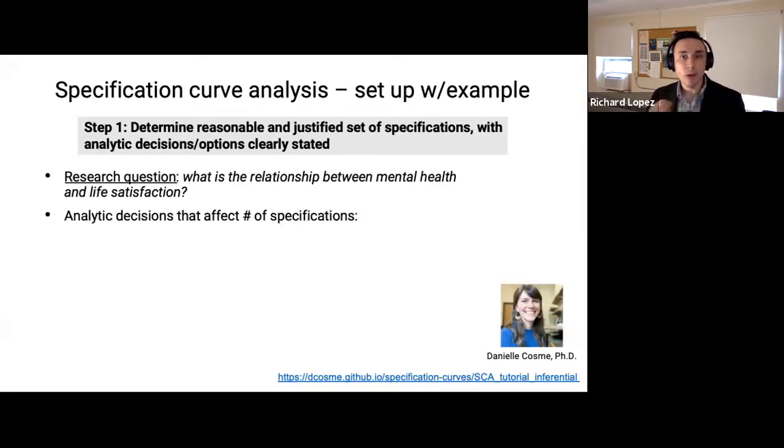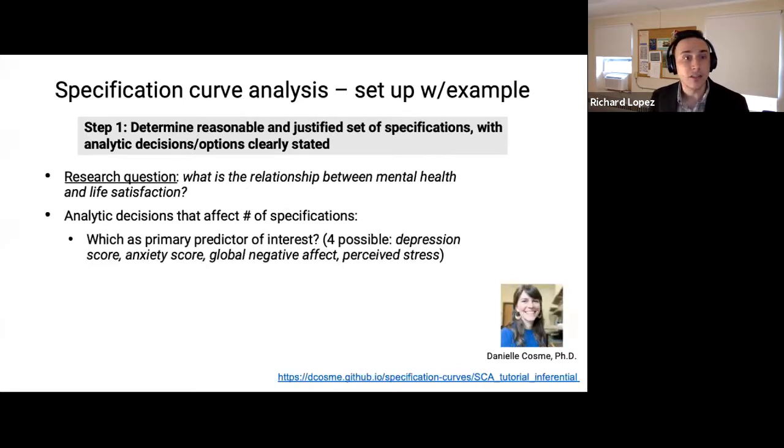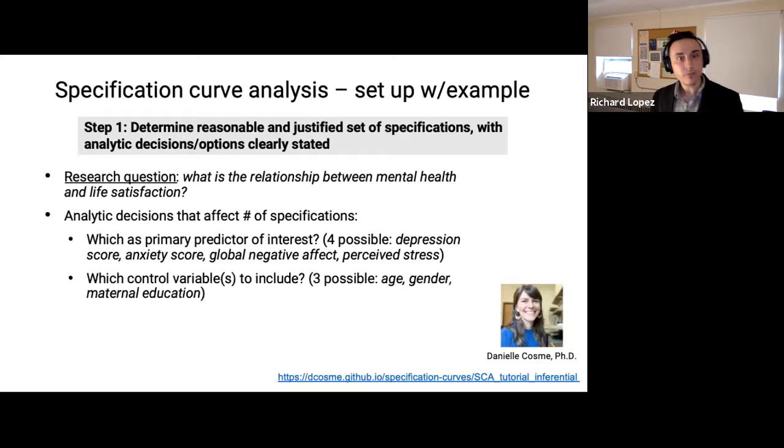And as far as the most important analytic decisions that will, of course, affect the number of specifications, well, what is going to be the primary predictor of interest here? There are actually 4 candidate predictors: depression score, anxiety score, a global assessment of negative affect, and perceived stress. And then there are several control variables, or covariates, that could be included. In this tutorial data set in particular, there are 3 possible ones: age, gender, and maternal education. There could be others.